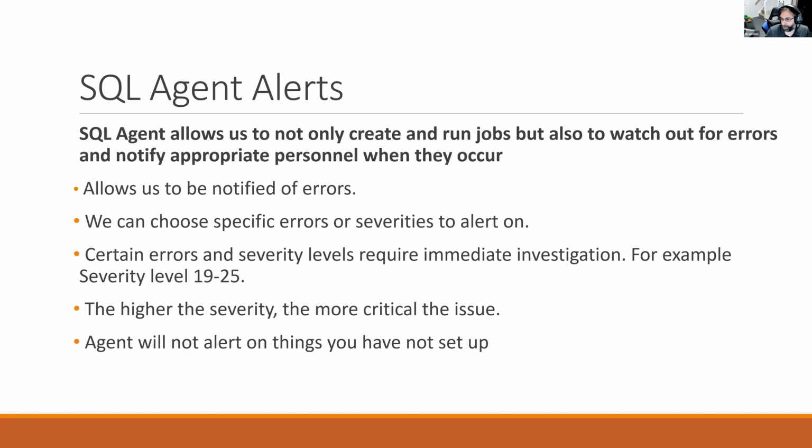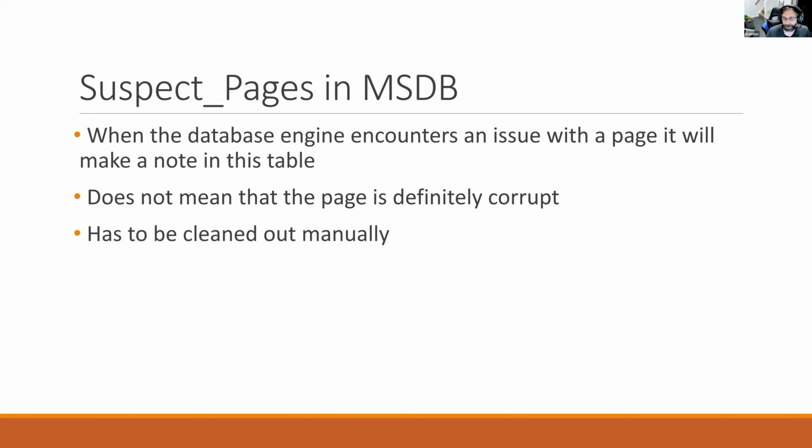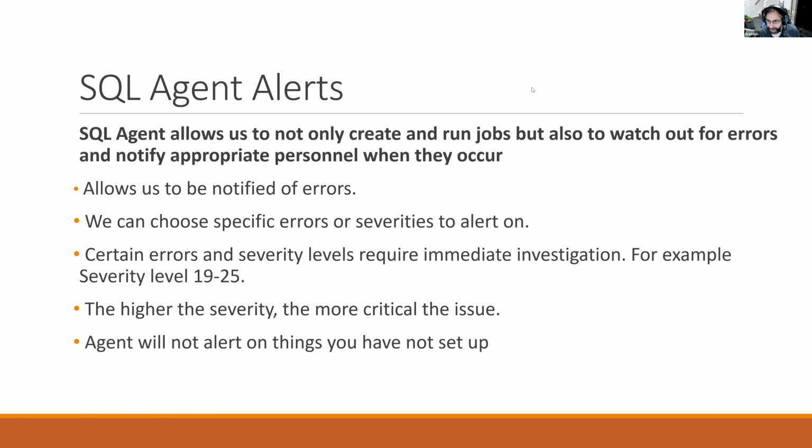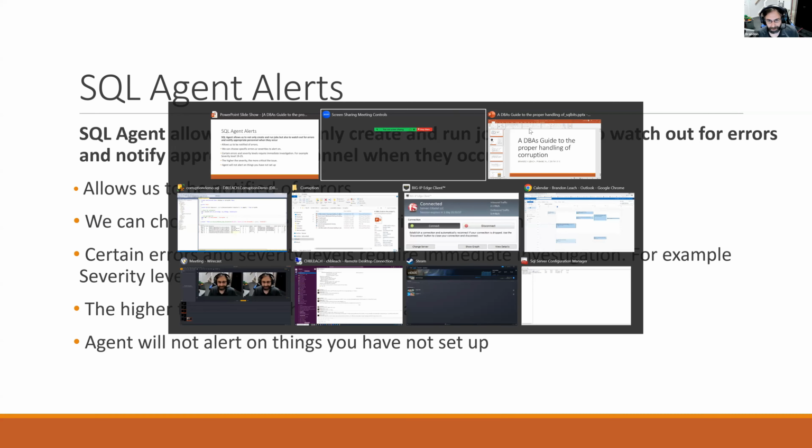Anything 19 to 25, you probably want to take immediate action on and at least look at what's going on. Certainly once you get to 21, 22 and above, you absolutely need to be in there immediately. But it doesn't alert on these things until you set it up. So let's go and look at Agent, and I'll walk you through how you create one of these.